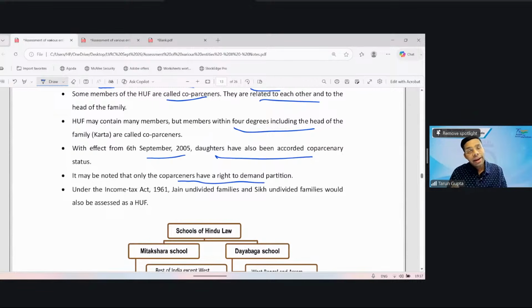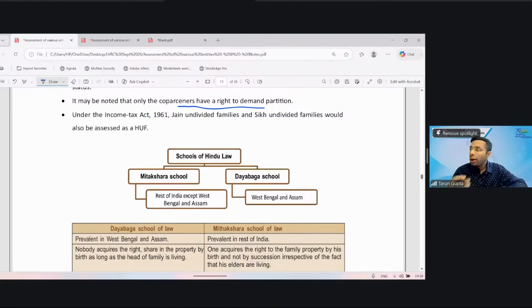So, under the Income Tax Act, sons and daughters are also eligible to form an HUF. In case of HUF, there are two things: co-partners and members. Co-partners are the persons who have the same blood relationship with the karta, up to the 4th generation including the karta. They can ask for the partition of the HUF. The daughter is a co-partner of her father's HUF.